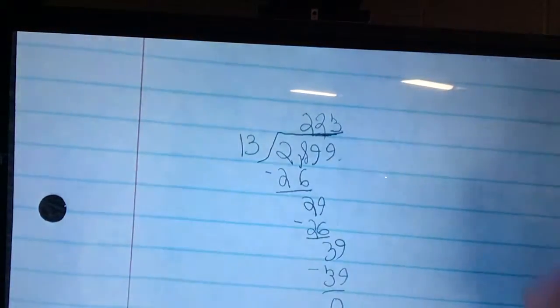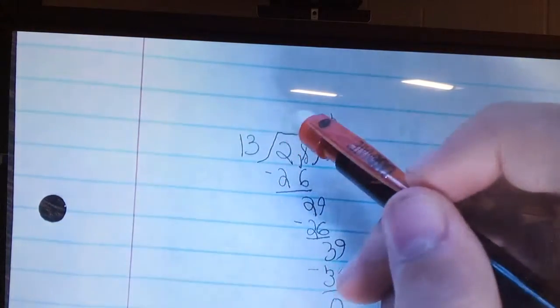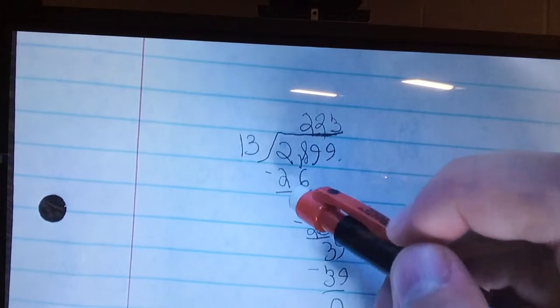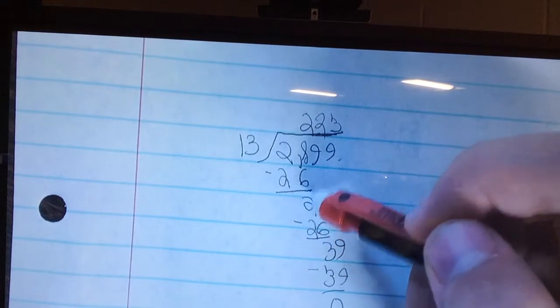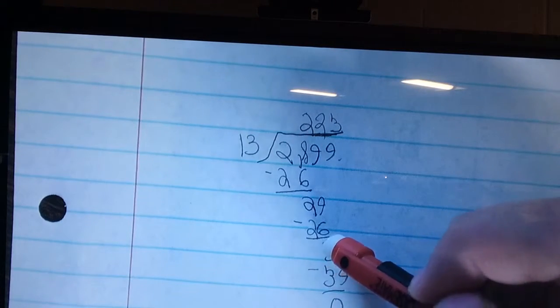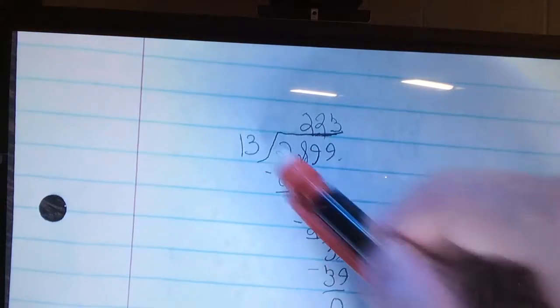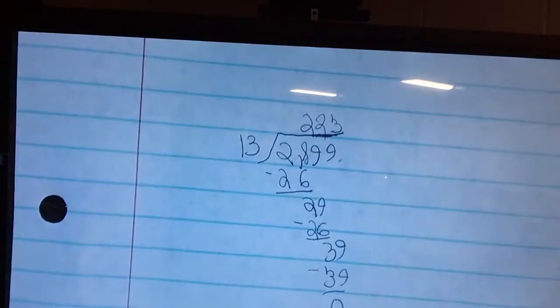Okay, talk us through what you did here. First, I multiplied 13 times 2 and got 26, subtracted it from 28. I got 2, brought down my 9, then 13 times 2 again, got 26, subtracted that, got 3, brought down my 9, and I knew that 13 times 3 is 39, then I subtracted it and got 0. Okay, so that's really good that you were able to use your old method and it worked for you.